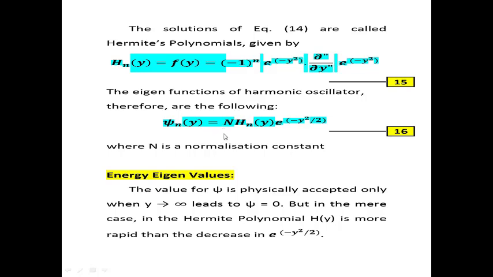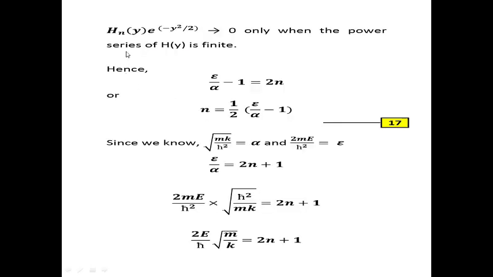Regarding the energy eigenvalues, we already know the value of psi is physically acceptable only when y tends to infinity, which leads to the wave function psi equal to 0. But in the Hermite polynomial, h of y grows more rapidly than the decay of e power minus y squared by 2, which confirms our condition that the energy is continuous in nature. So we consider the case where h of y times exponential of minus y squared by 2 tends to 0 only when the power series of h of y is finite. This is the condition under which the continuity of the wave function is accepted.